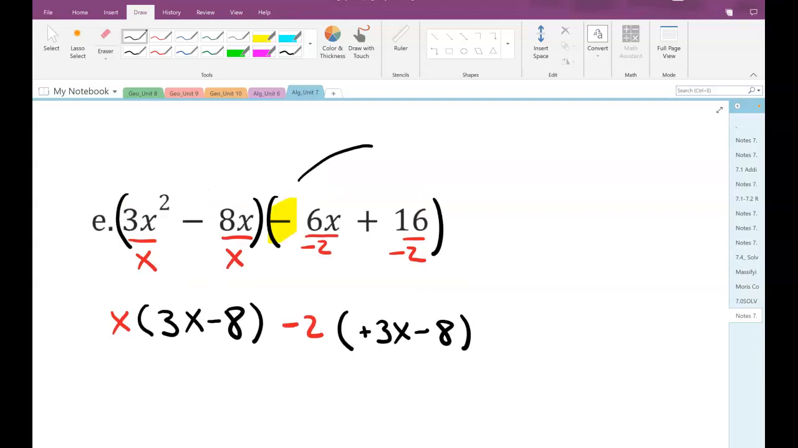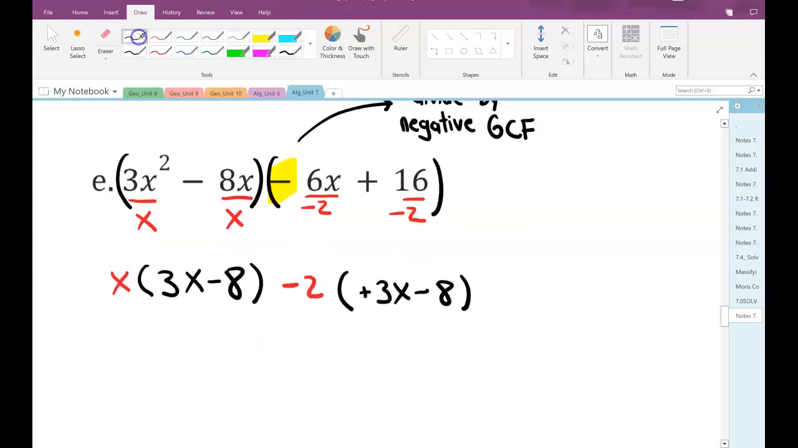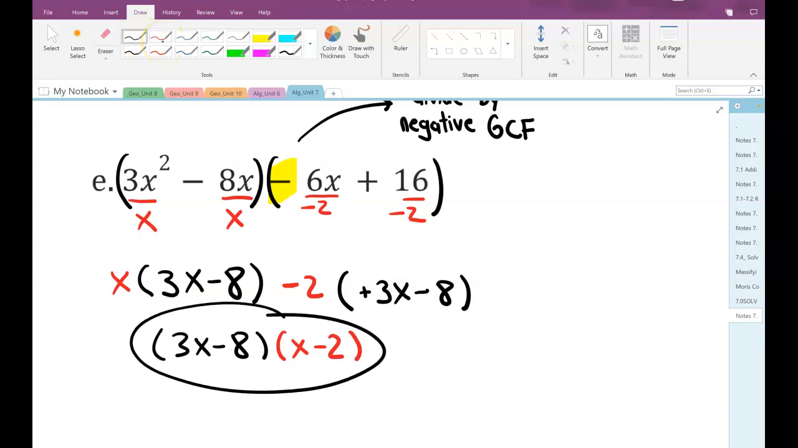So I would add this little note somewhere on your sheet that if you have a negative in your middle, you need to divide by a negative greatest common factor, GCF. Because now our final answer, I'd even group it together: 3x minus 8, x minus 2. Final answer.